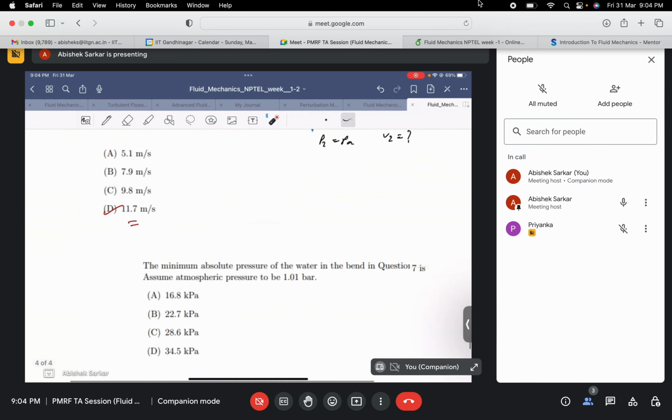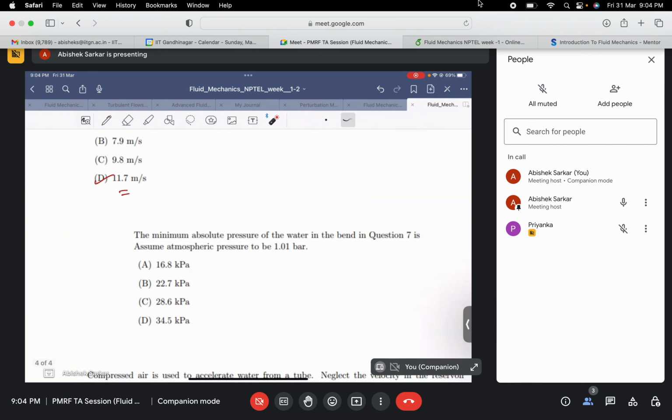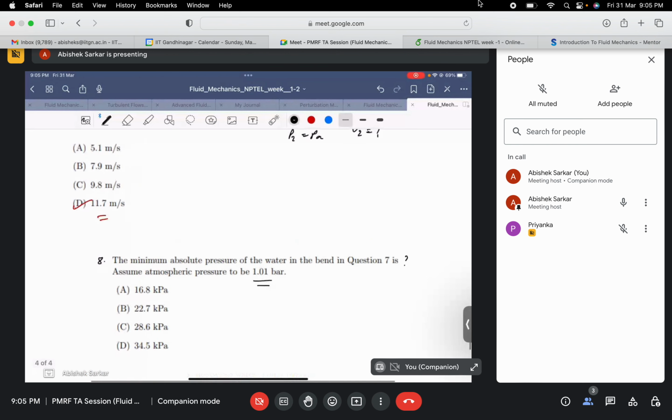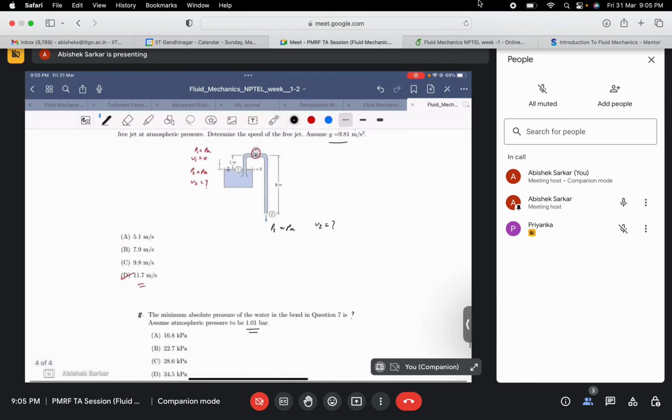So again, the second part of the question is, the minimum absolute pressure of the water in the bend in question 7. Assume atmospheric pressure to be 1.01 bar. They're asking the value of the suction pressure here at point A. So I guess it's again very straightforward where to apply the Bernoulli's equation. Given that hint, you can approach, just tell me the answer.